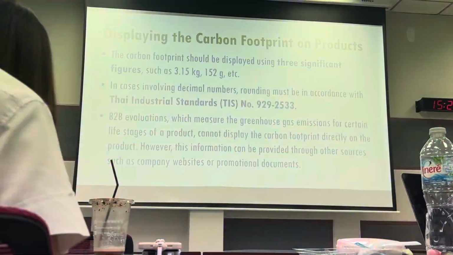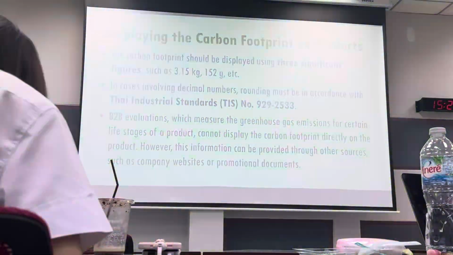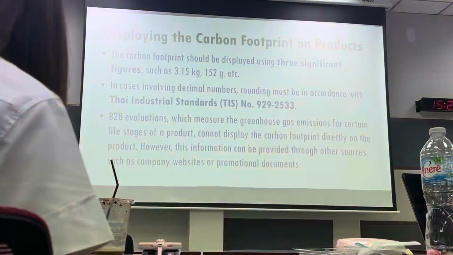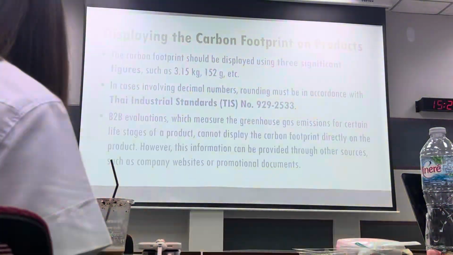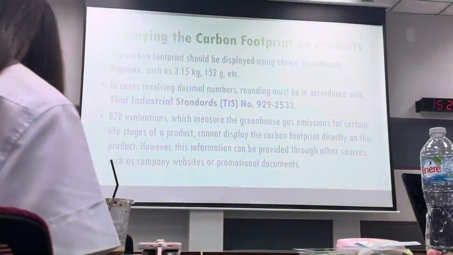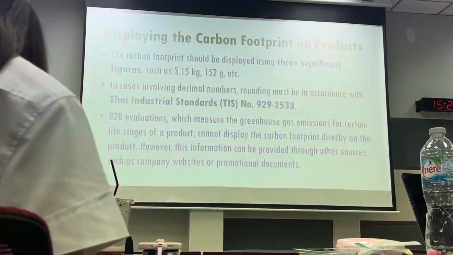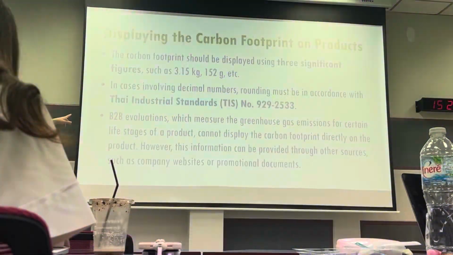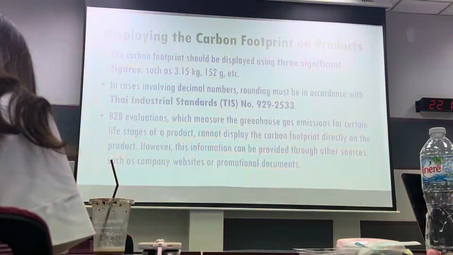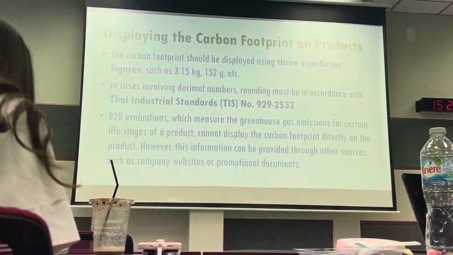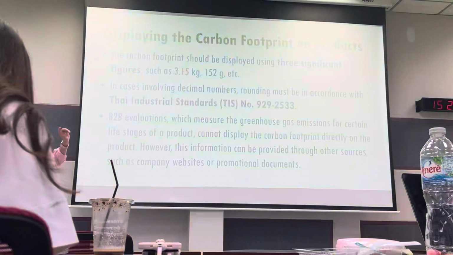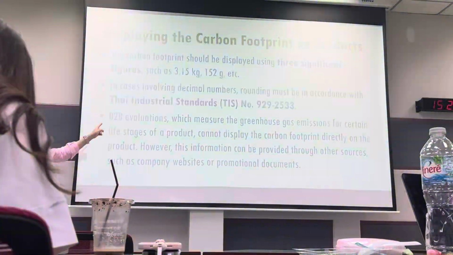the final number, okay? The carbon footprint would be displayed with 3 significant figures, okay? เลขนี้สำคัญ3ตำแหน่ง For example, 3.15 kilograms, 152 grams, okay? 3 significant figures. This is Thailand requirement, okay? So if you want to round up or something, it will go with the Thai industrial standards, number 923-2533, okay? So it's more มาตรฐานอุตสาหกรรม Thai industrial standards, right?